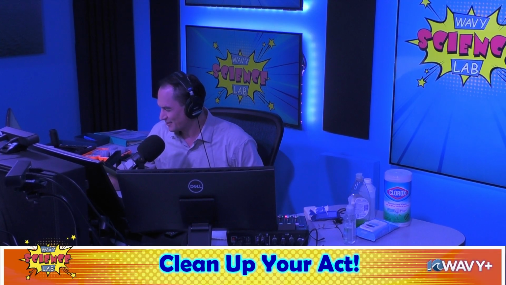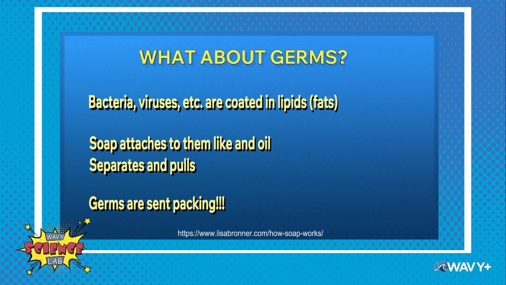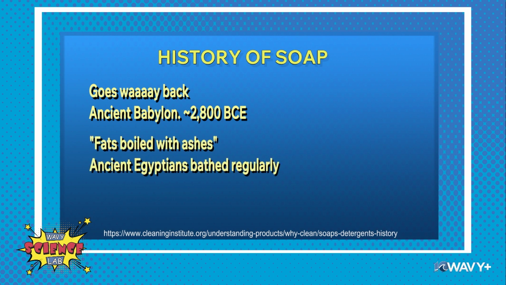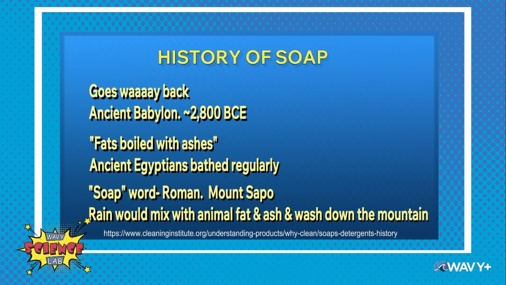Yeah. All right, so let's take a look at some more information. We're talking about germs and how they got washed out with the soap. Let's go way back here and talk about the history of soap. It goes back to ancient Babylon, 2800 BCE, before the Common Era, and a long time ago, fats were boiled with ashes. Ew! Ancient Egyptians bathed regularly, and that was after that point.